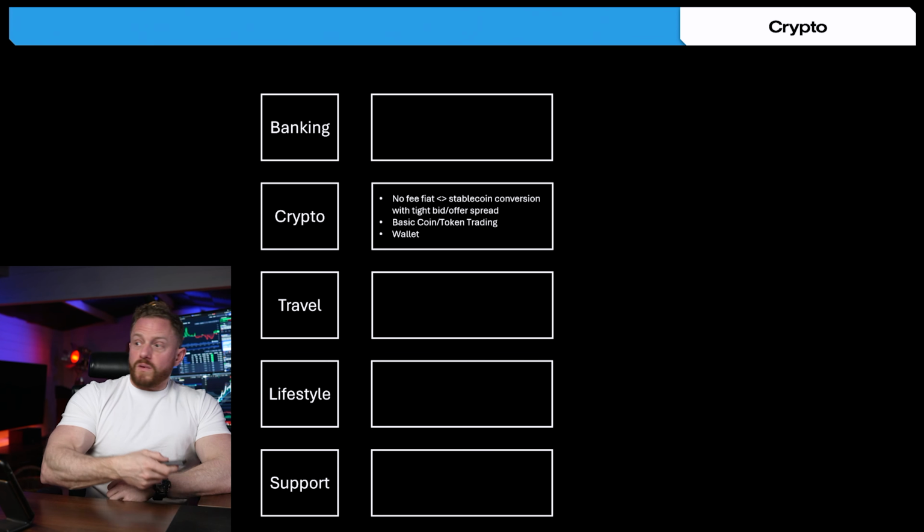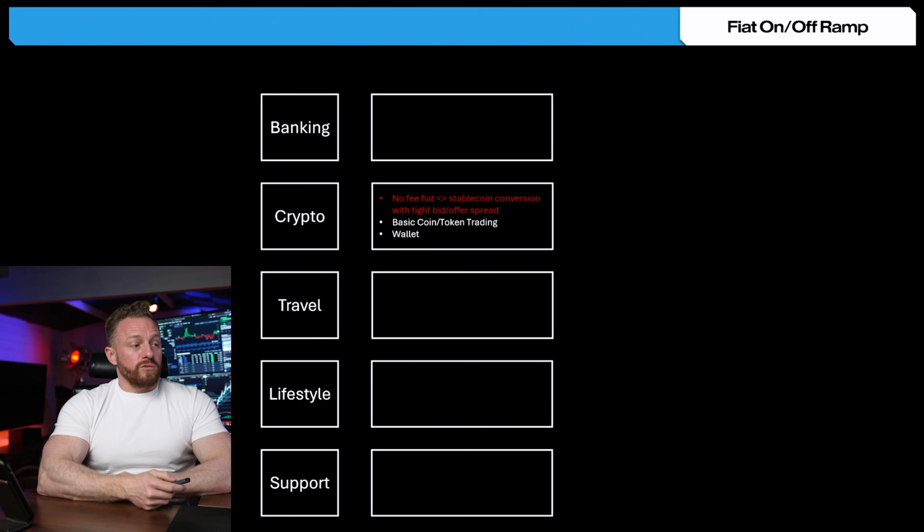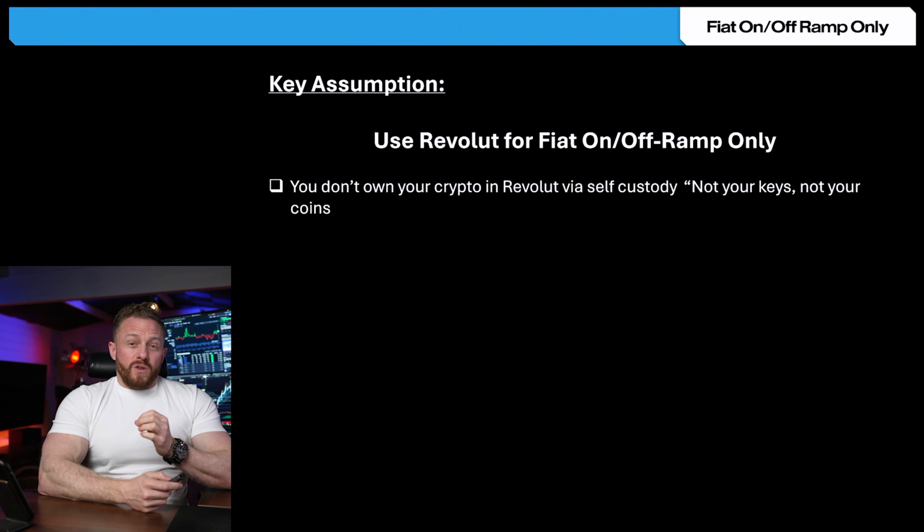Now, out of the features there, the key one for Revolut is the fiat to stablecoin on-ramp, which is the primary aspect of the attraction of Revolut. And that is for several reasons. So first of all, the way that Revolut is currently set up, you don't actually own your crypto, but instead they are custodying your coins and tokens on your behalf. And this is the old adage, not your keys, not your coins.